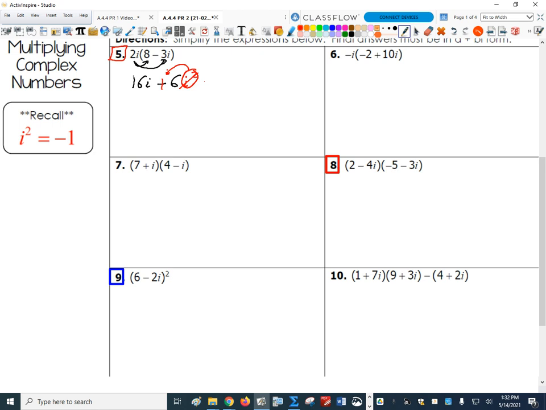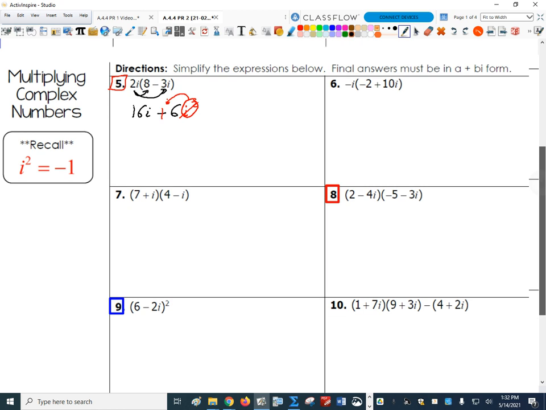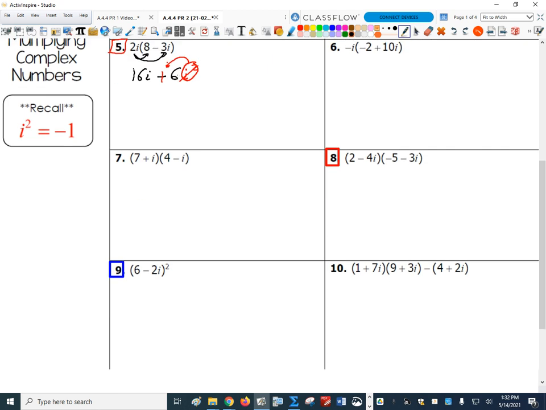So would everybody agree? Then I end up, if I want to write my answer in standard form, it wants me to write these complex numbers in standard form. We always put the real part first. So I've just got 6 plus 16i. Everybody agree? All right. What about number 8?